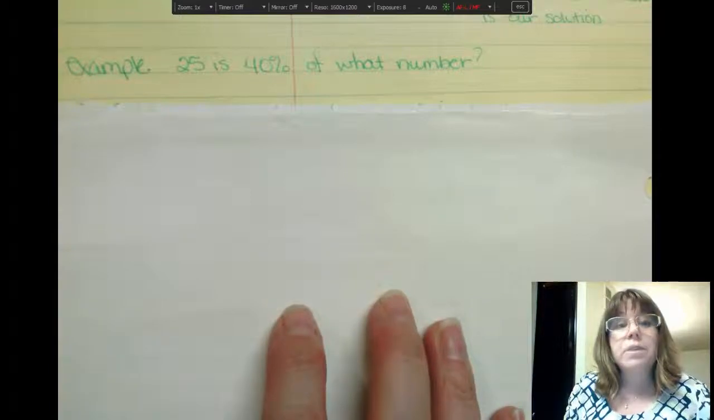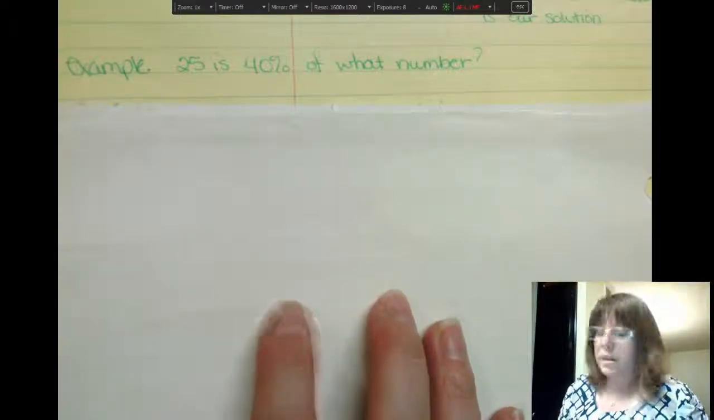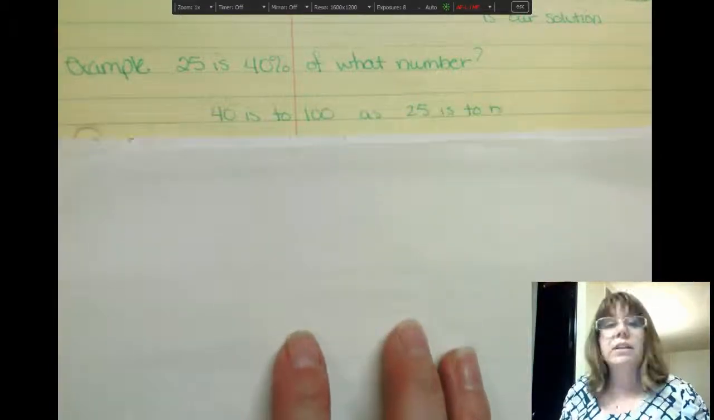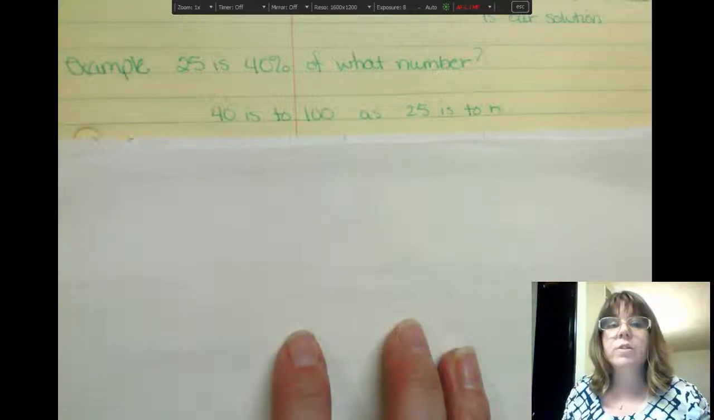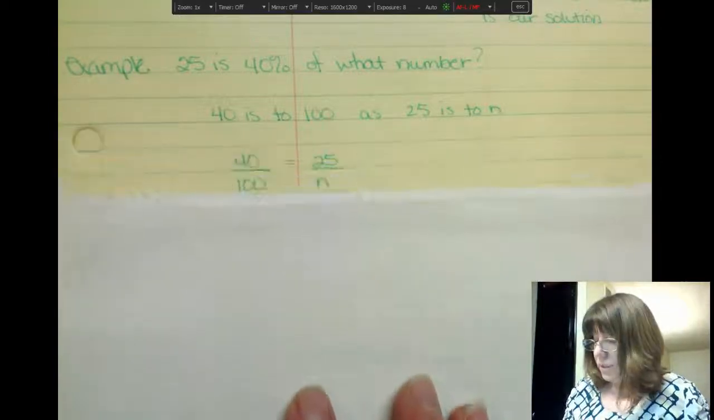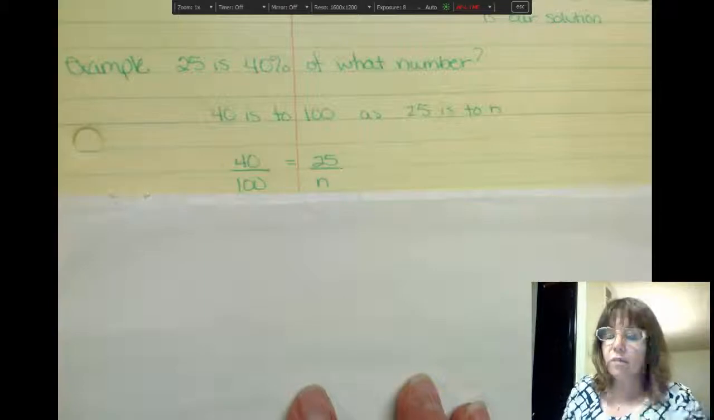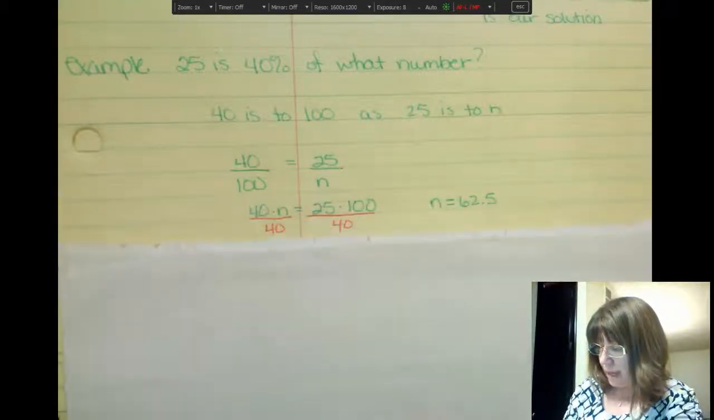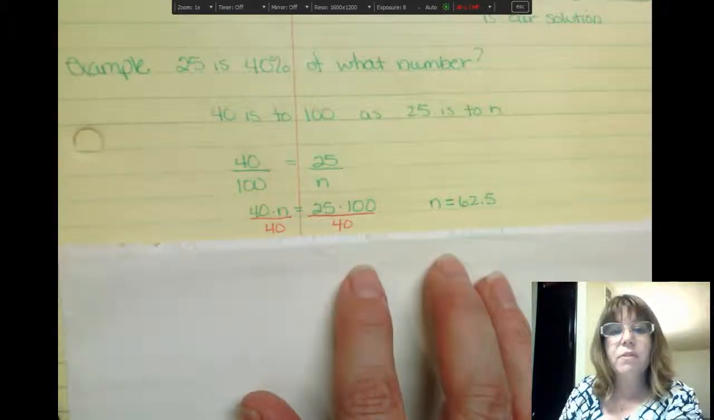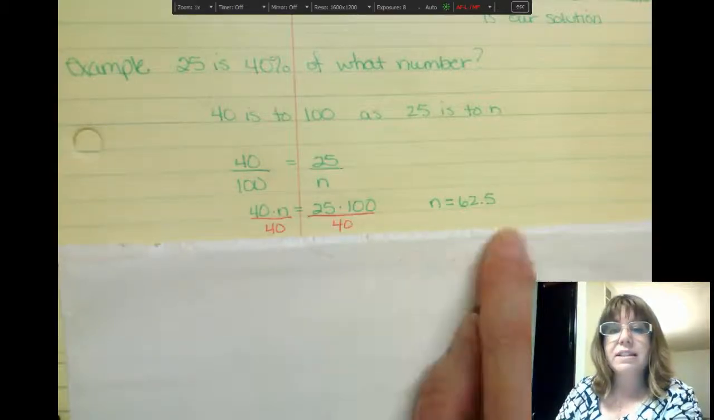And our third example, 25 is 40% of what number? So 40 is the percent. So 40 is to 100 as 25 is to what? N. So we set up a proportion. 40 over 100 is 25 over n. Cross multiply and then divide by 40. That would give us 62.5.